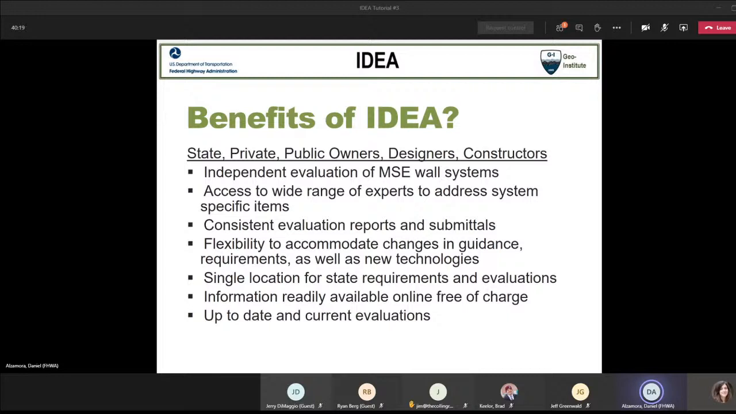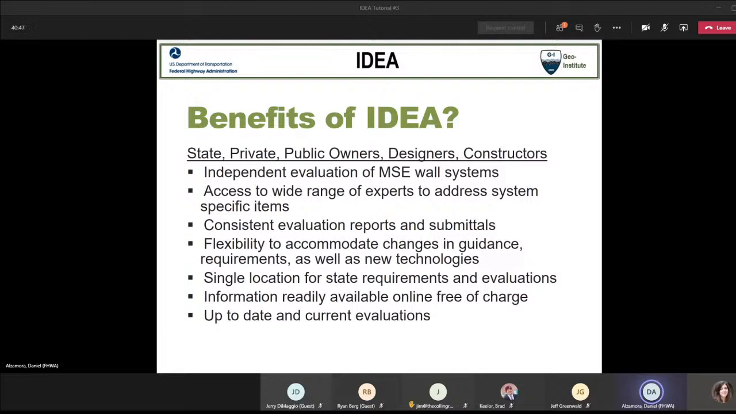There will be a single location for all of these evaluation reports, as well as the state requirements for the approval of these systems. I'm going to talk a little bit more about that later, but we're working on that at the moment. The information will be readily available online, and it will be free of charge.